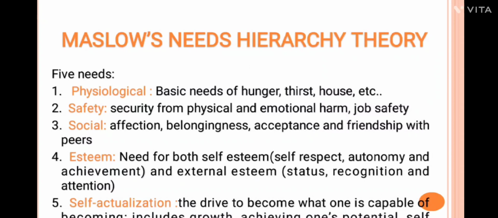The next level of needs is social needs. These needs cover affection, belongingness, acceptance and friendship with peers. Since people are human beings, they need to belong and to be accepted by others. When the social needs become dominant, human beings will strive to have meaningful association with others.